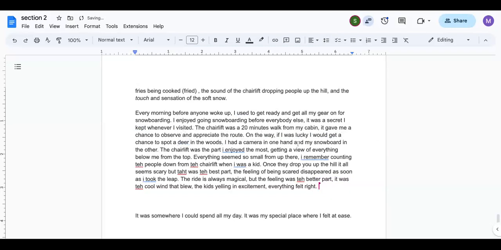This is a run-on sentence. Okay, I fixed it. I had a camera in one hand and my snowboard in the other. This is present tense, I don't need this here. This is not okay. The chairlift was the part I enjoyed the most.